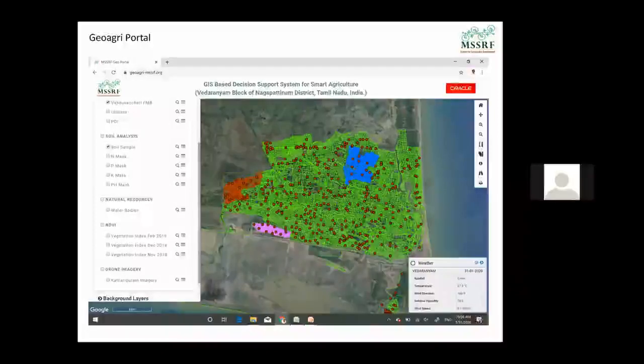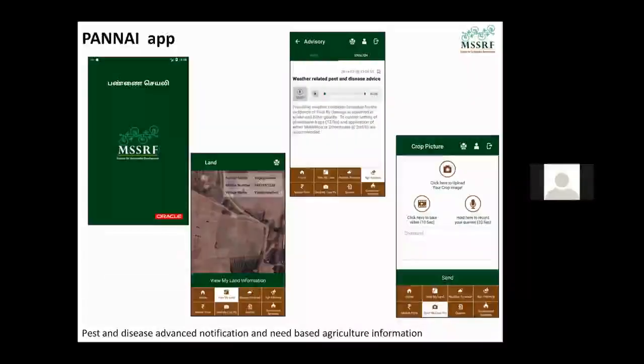And in connection to that, we developed an app called Panna app, which is called Pest and Disease Advanced Notifications and Need Based Agriculture Information. So the GeoAgri portal we developed has been transferred to the Panna app. It is an Android based app. Farmers can download it on their mobile and use it.